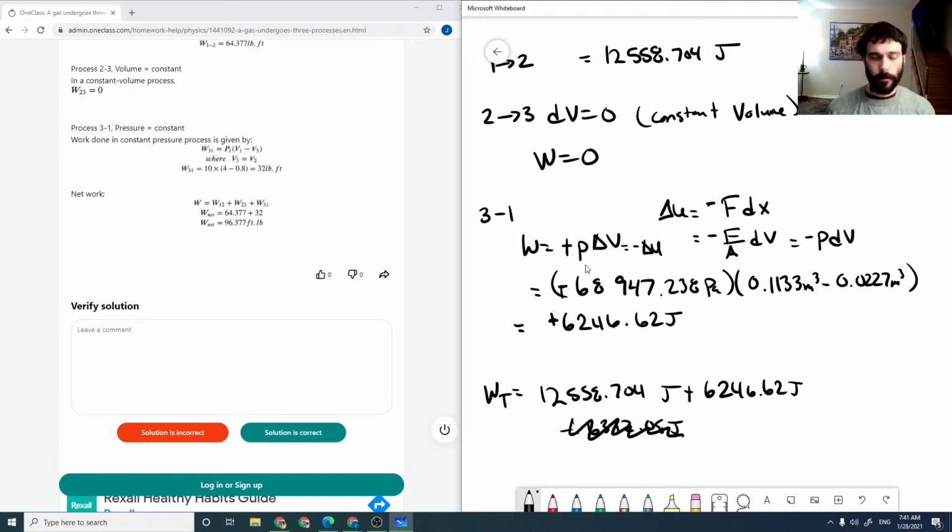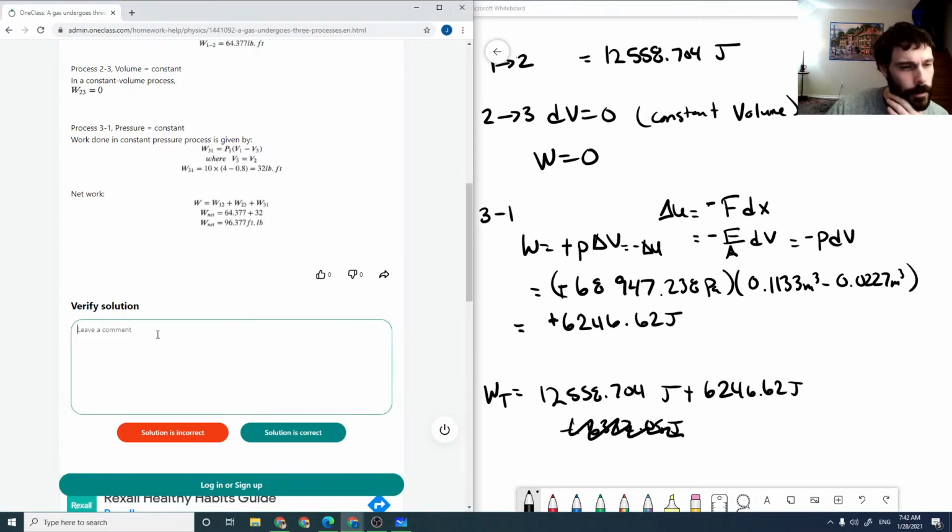And then this would be the sum of those two. So yeah, that's right. So it should be plus P delta V. So that does look good then. Just some unit stuff. Okay.